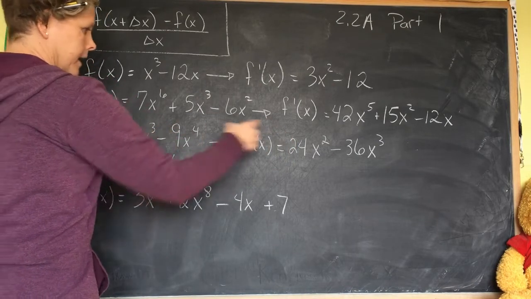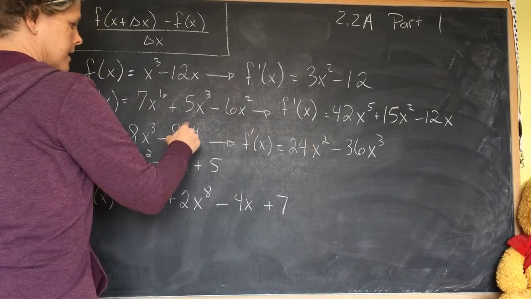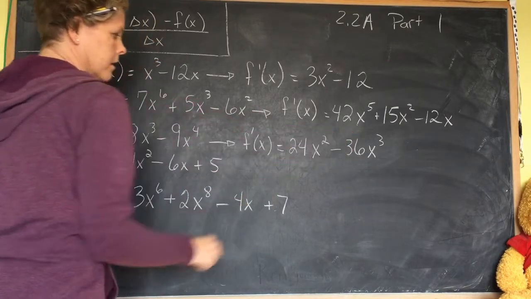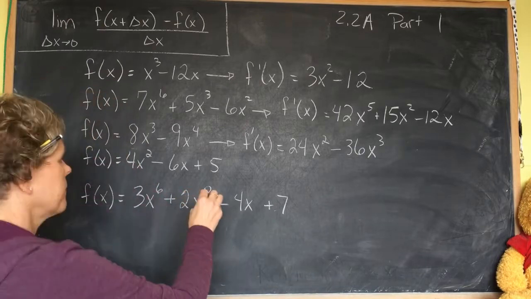All right, so here, 8 times 3 is 24. Lower it by 1, and I get it to the 2nd. 9 times 4 is 36. Lower it by 1, and I get to the 3rd. All right, so let's try these two on the bottom here.